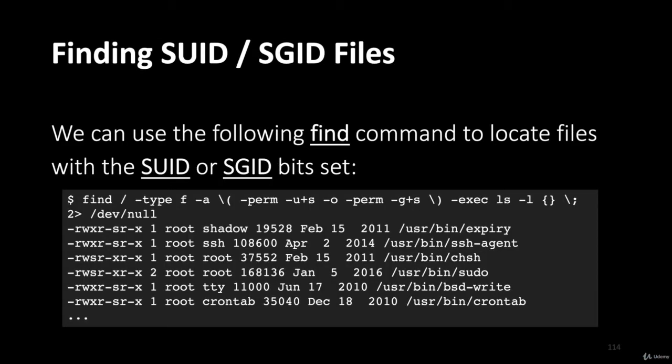We can use the following find command to locate files with the SUID or SGID bits set. To explain what this command is doing, it will search for items recursively from the system root directory, only matching files which either have the SUID or SGID bit set. And then it will run the ls -l command against each one. As you can see, by default there are a number of SUID and SGID files on Linux systems. Usually none of these are exploitable.